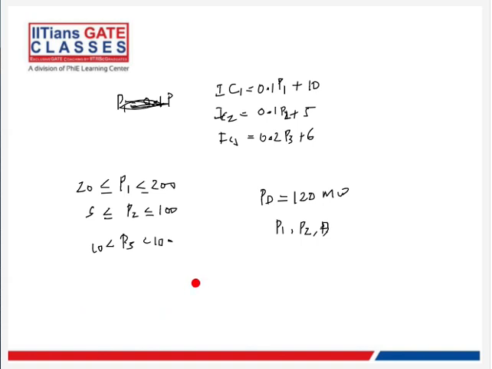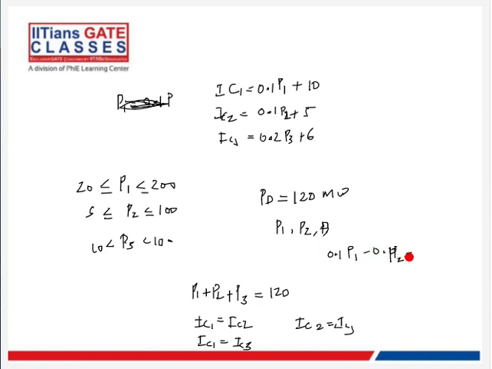Let's do this. P1 plus P2 plus P3 is equal to... we can say IC1 is equal to IC2, and IC1 is equal to IC3. To do that, you will get 0.1 P1 minus 0.2 P2 is equal to minus 1.